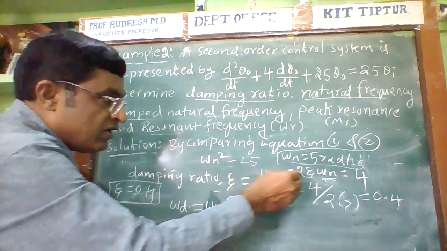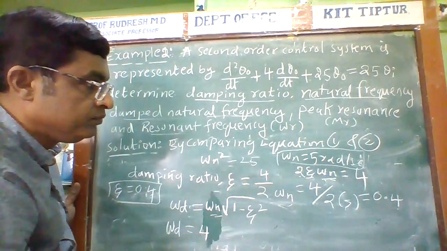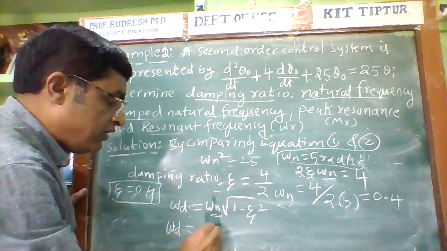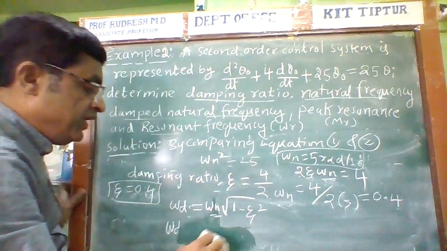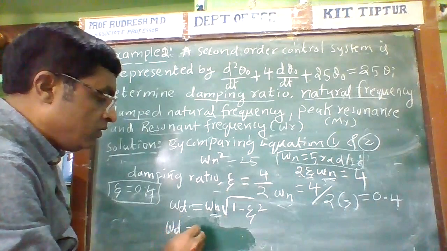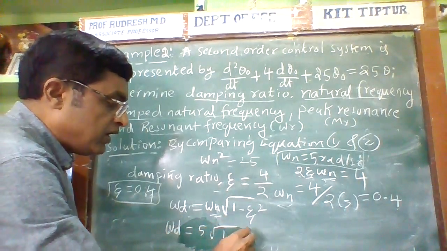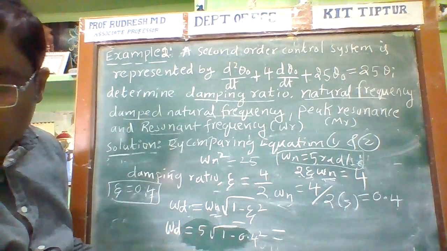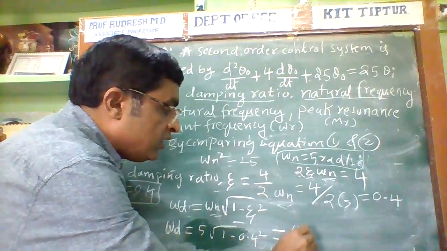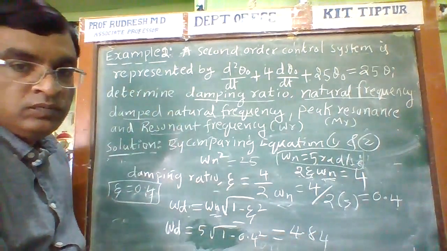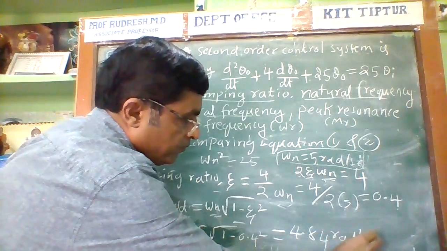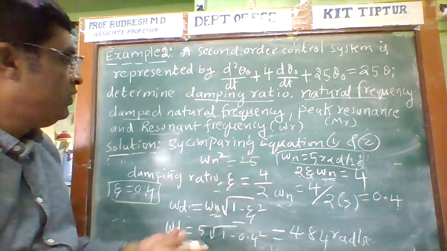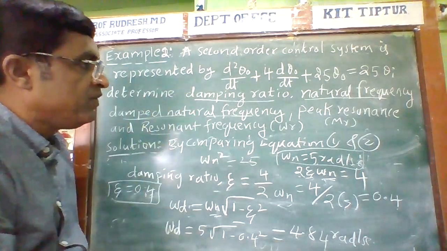Omega n value we have calculated is 5. So omega d is equal to 5 into square root of 1 minus 0.4 square. This is equal to 4.84 radians per second. We have calculated the damped natural frequency.